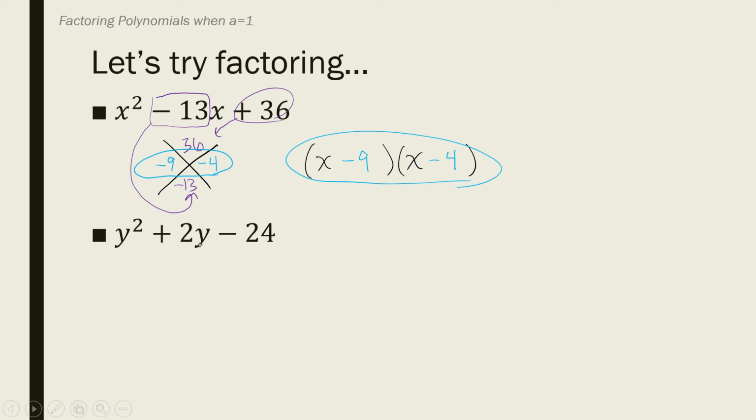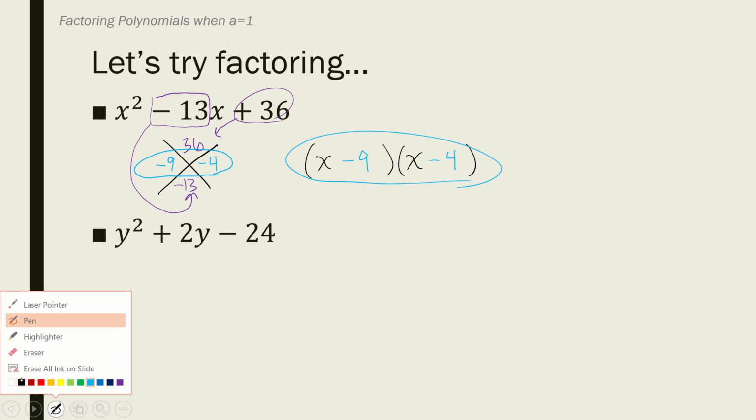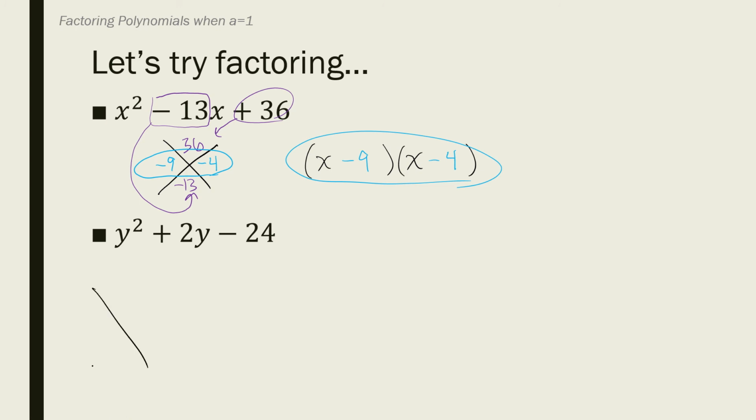y squared plus 2y minus 24. I will set up my x. Negative 24 goes on the top. Positive 2 goes on the bottom. And then come up with two numbers that multiply to give you negative 24 and combine to give you positive 2.